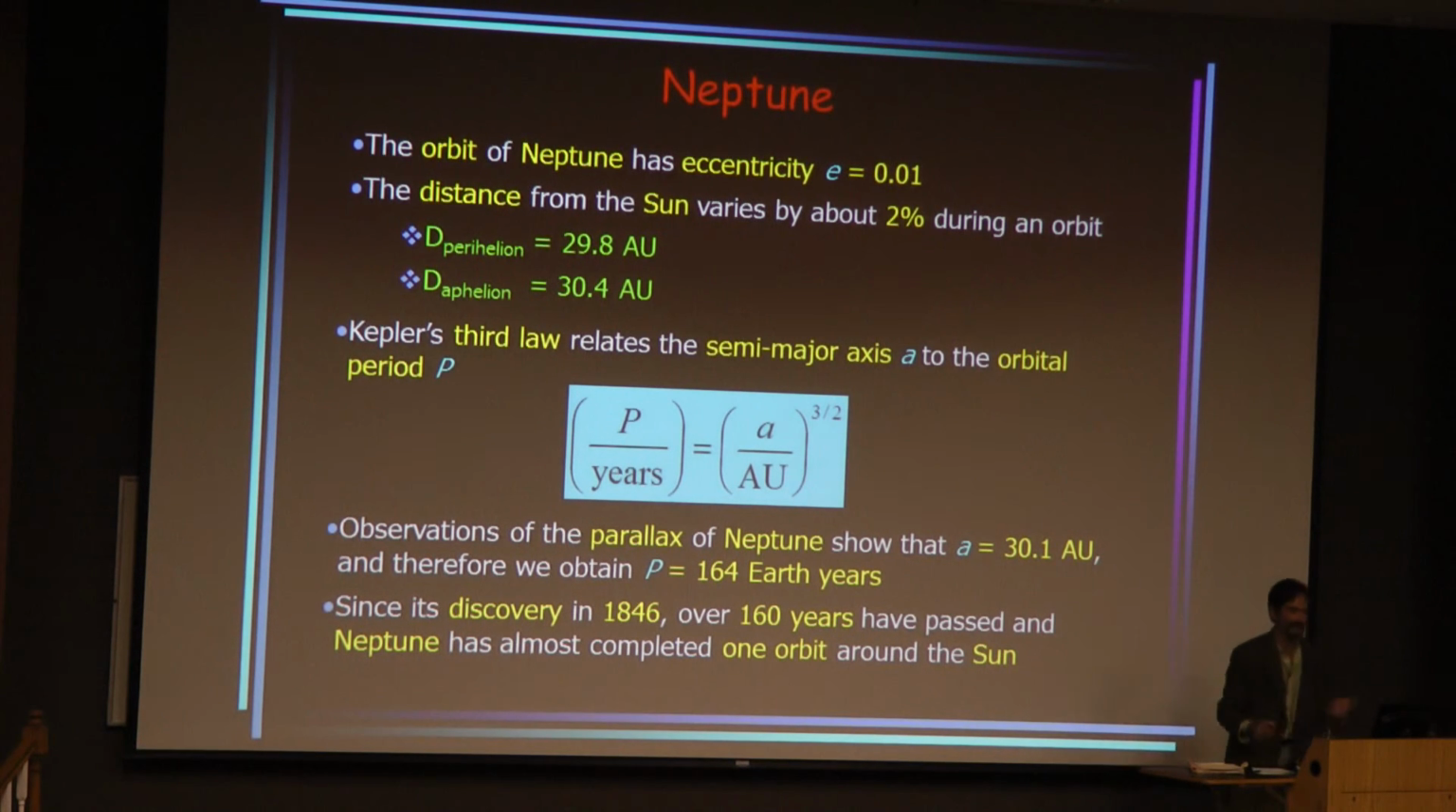When we do the math, we now obtain 164 years, just about twice as long as the orbit of Uranus. This isn't even once in a lifetime. This is a multi-lifetime type of orbital timescale. So since 1846, it's just about completed one single orbit of the sun in that time period.